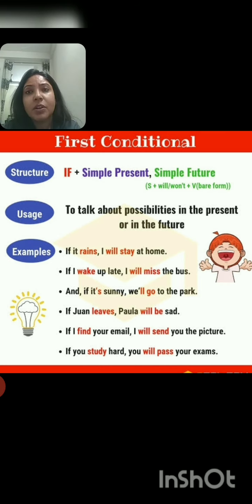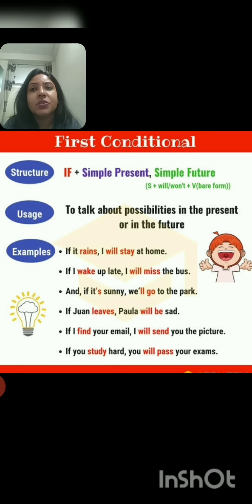The dependent clause or the if clause of the first conditional begins with if and uses the simple present tense, whereas the independent clause of the first conditional uses will plus the base form of a verb. Thus, the structure of the first conditional sentence is if plus simple present, comma, simple future.